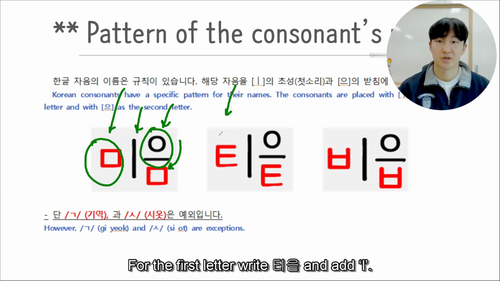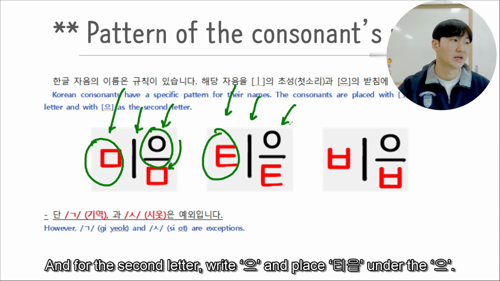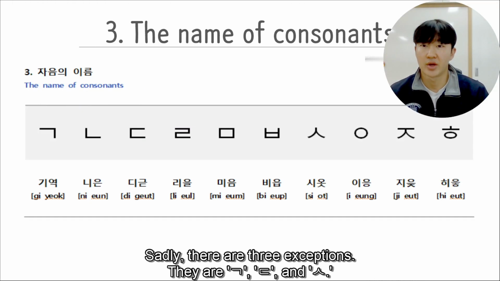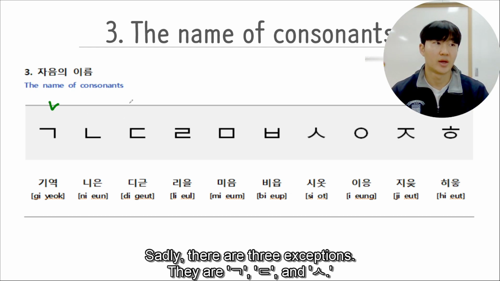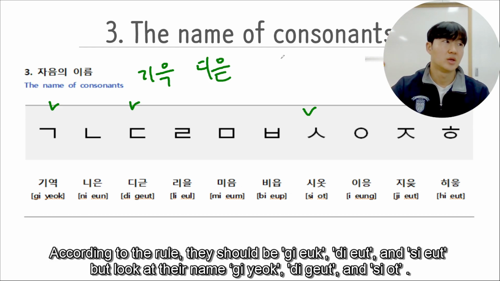For the first letter, write ti읕 and add E. And for the second letter, write U and place ti읕 under the U. Do you understand it? Sadly, there are 3 exceptions. They are 기역 and 디귿 and 시옷. According to the rule, they should be 기윽 and 디귿 and 시읒.